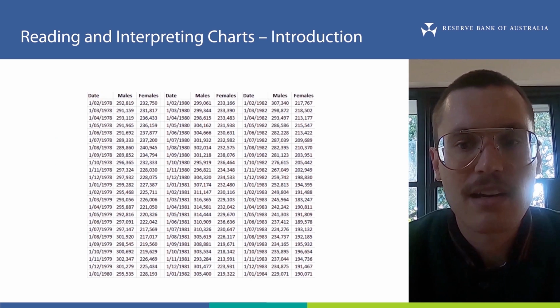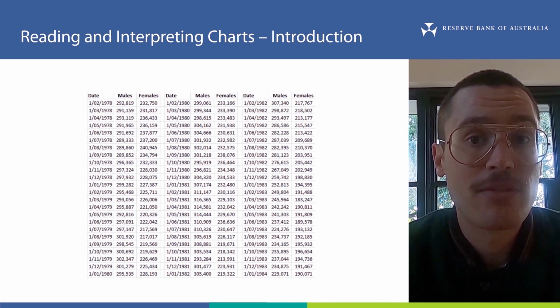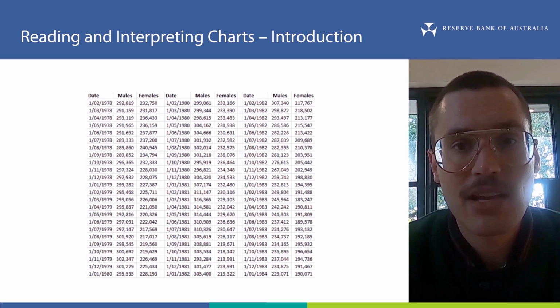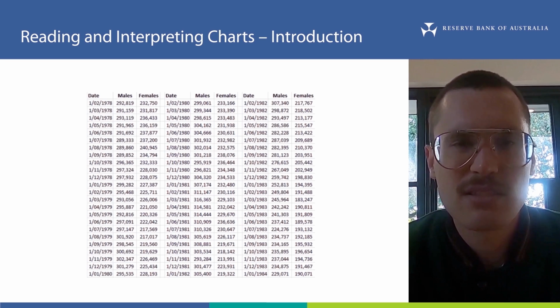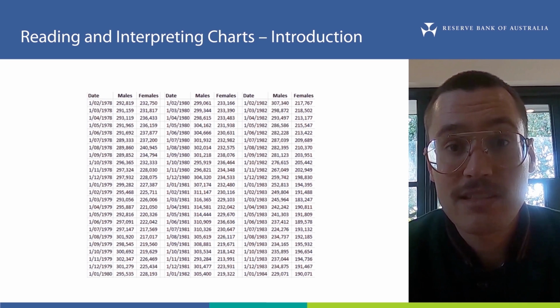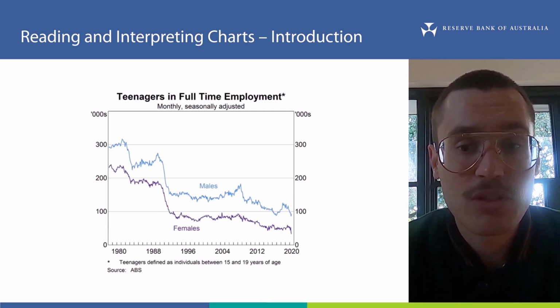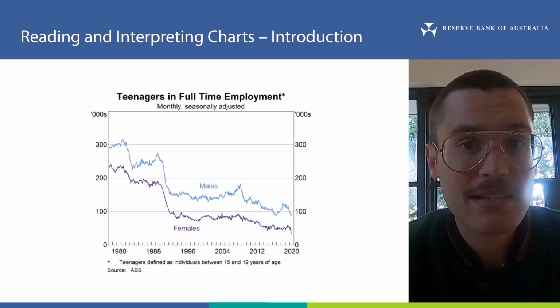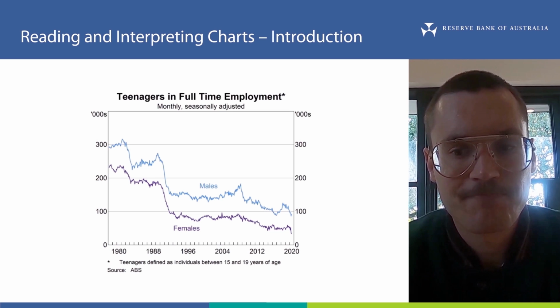Let's take a look at this data on the number of teenagers employed full-time in Australia. The data on this slide runs from 1978 to 84 and it's split by gender. Looking at the raw data, it's very difficult to discern anything from it. But we can turn this data into a chart, which looks like this. Now it's much easier to very quickly make several inferences from the data.